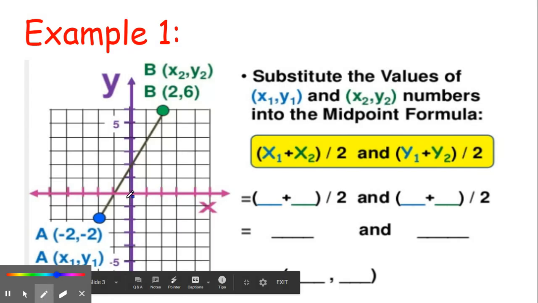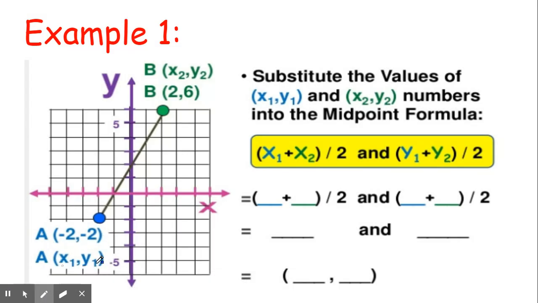On the first one, they've already labeled for you, so what you're doing is substituting the numbers in. So x1 is a negative 2. x2 is a positive 2. y1 is a negative 2. y2 is 6. So now we need to do the calculations.